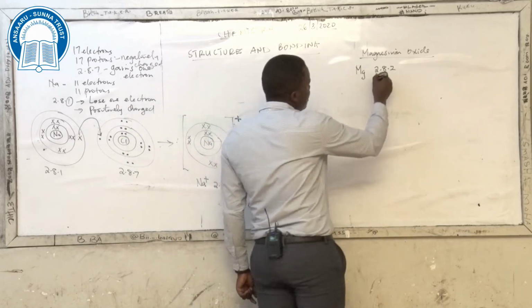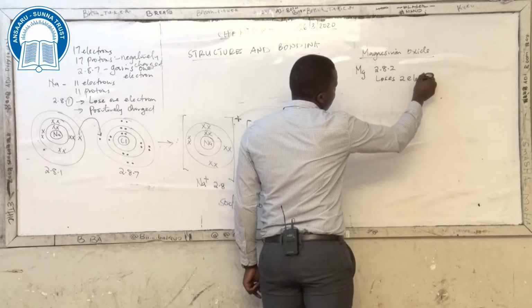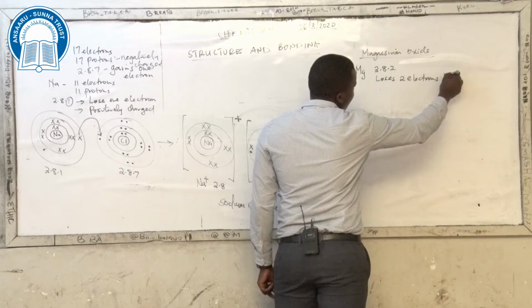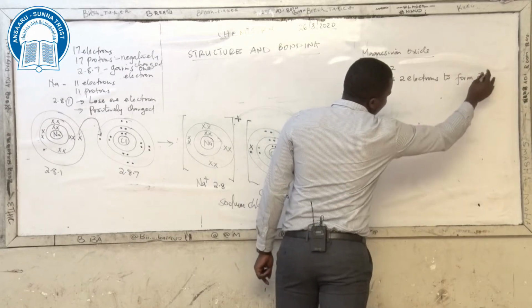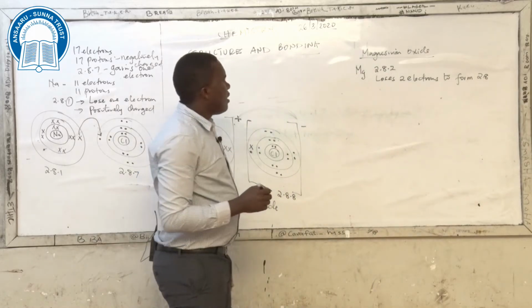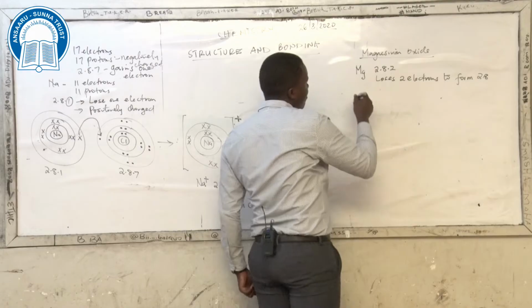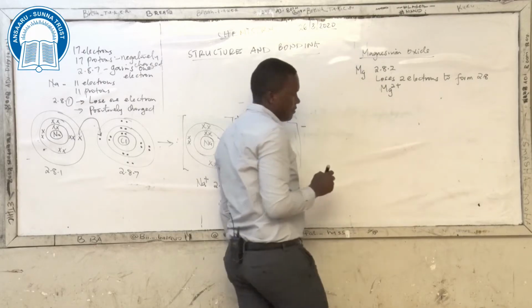So this one loses 2 electrons to form 2,8. And therefore the magnesium ion will be Mg2+.